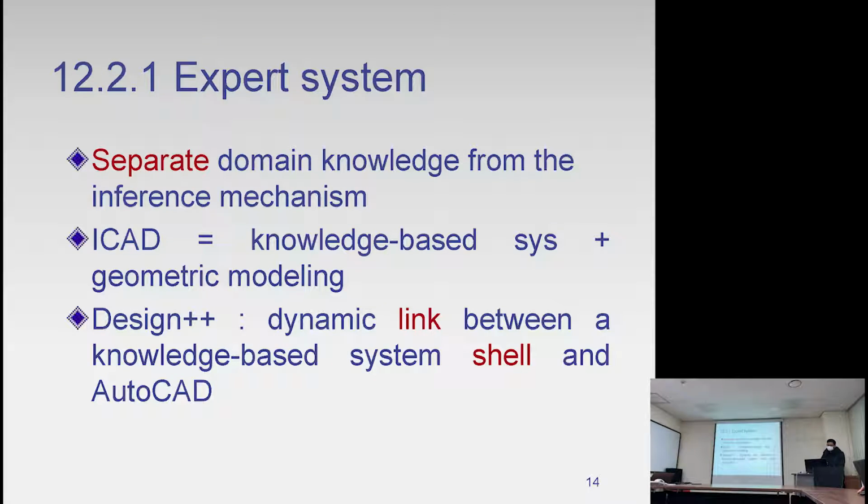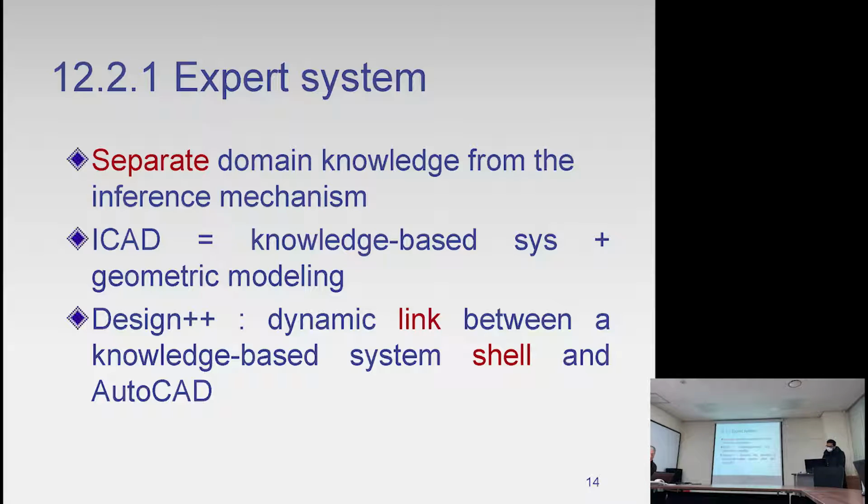First, let's talk about the expert system. Problems, human experts. Domain knowledge from the inference mechanism. The difference between expert systems and algorithmic solutions is that it has separate domain knowledge.